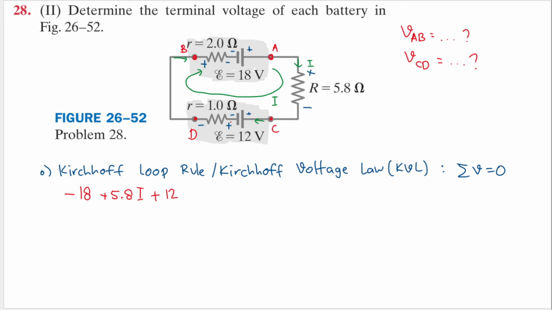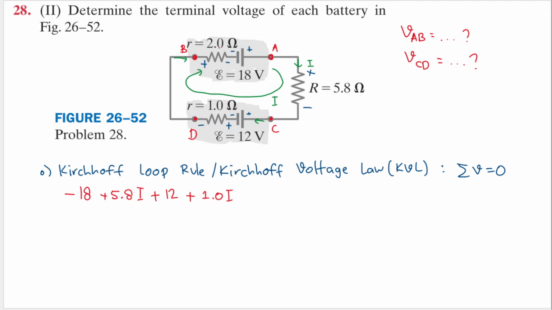And then let's go again here. I will have this one here, which goes from positive to negative, so I will have plus, and then I will have 1 ohm. So I will write 1.0. And this is resistance. To get voltage, we multiply it by the current, which is I. Okay, good. Now let's move on to this component here.